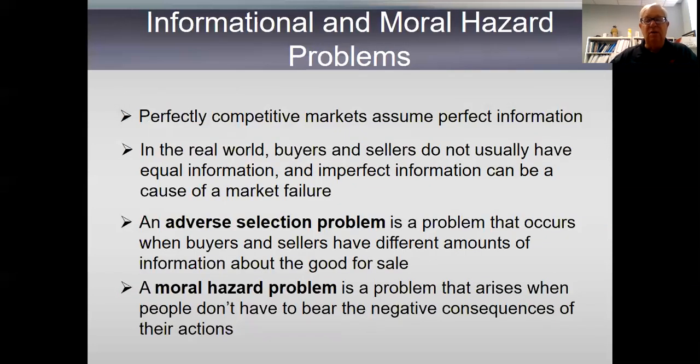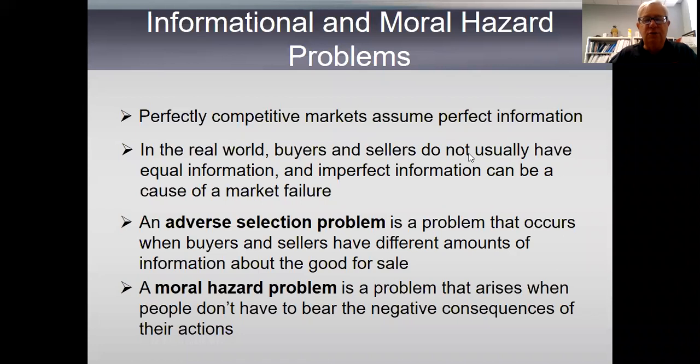Now we want to switch gears a little bit and talk about how information is so important to a market. Perfectly competitive markets assume that there is perfect information. Now, in the real world, there's not perfect information. And in fact, there's not even equal information. The buyers and the sellers will have different levels of information about the product or the service. But if that reaches a severe level, this imperfect information can be the cause of a market failure.